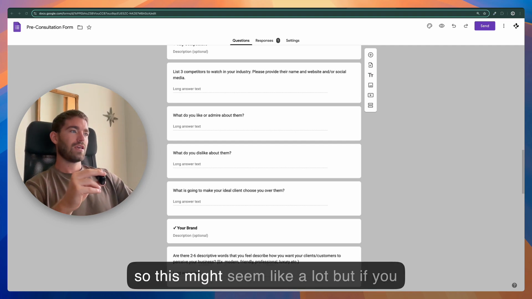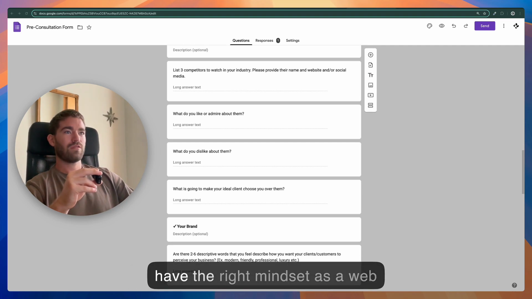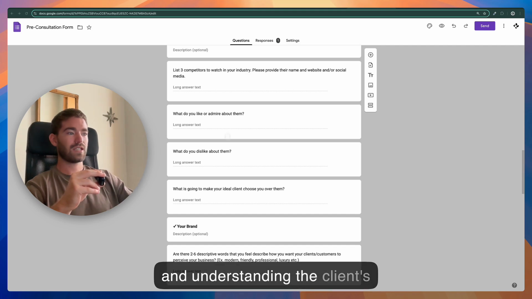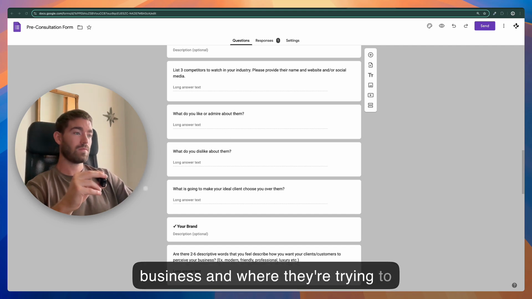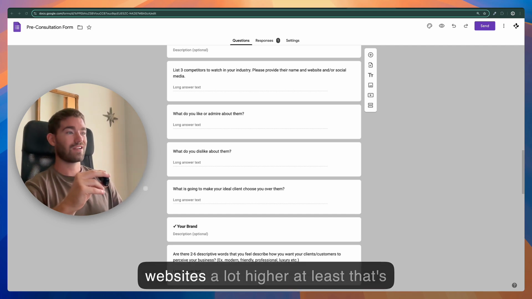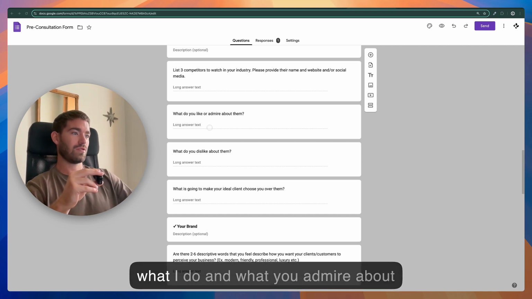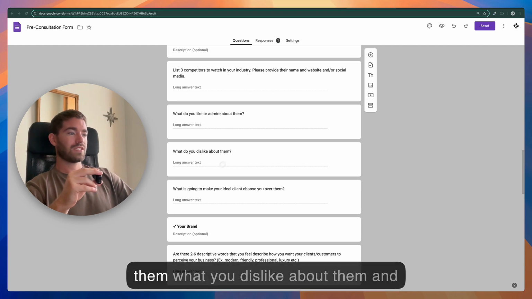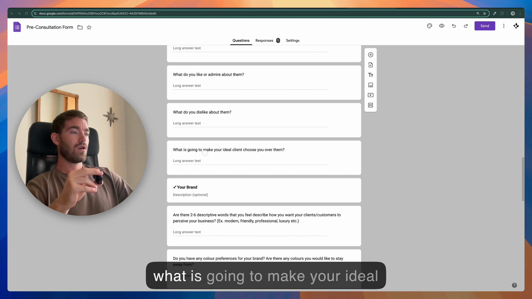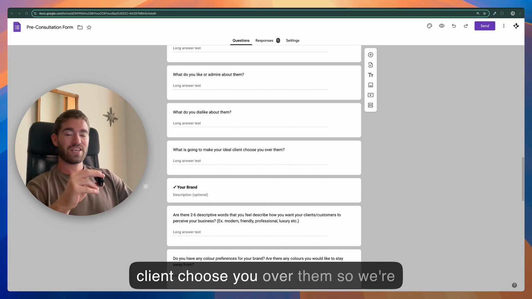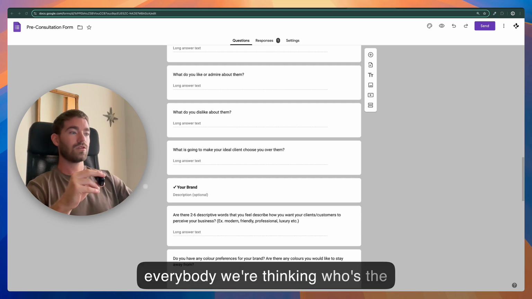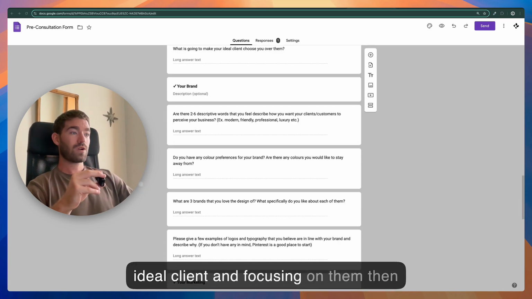So this might seem like a lot, but if you have the right mindset as a web designer, going into these meetings and understanding the client's business and where they're trying to go, you are bringing a huge amount of value, and that's how you price your websites a lot higher. At least that's what I do. What do you admire about them? What do you dislike about them? What is going to make your ideal client choose you over them? So we're always thinking ideal client. We're not thinking let's sell everything to everybody. We're thinking who's the ideal client and focusing on them.